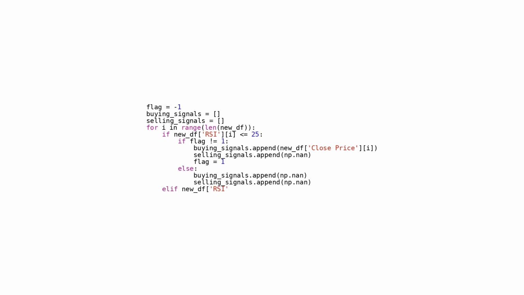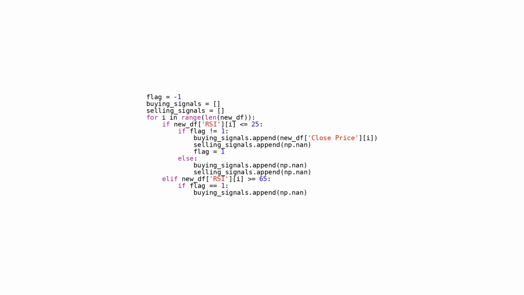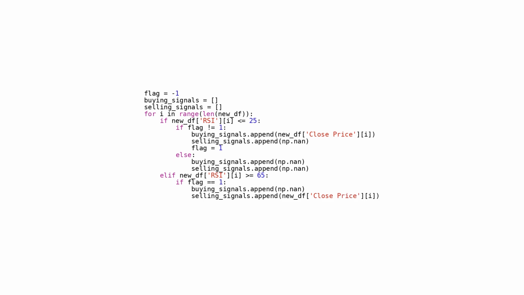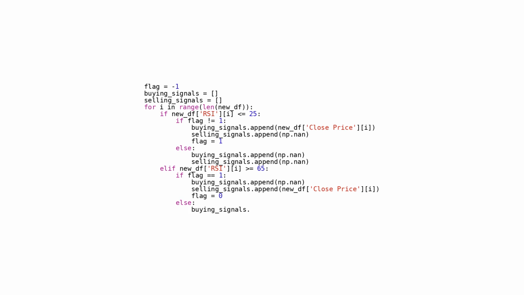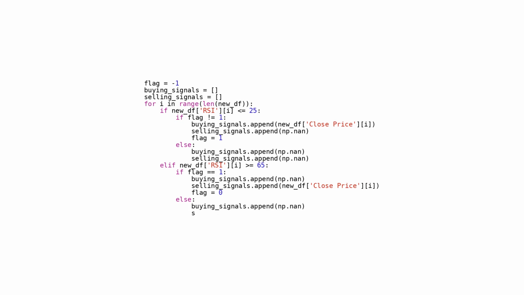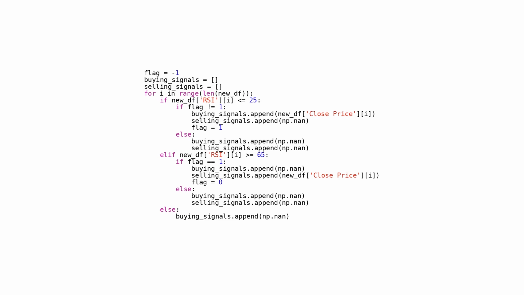The corresponding close price is added to the buying signals, while a placeholder is added to selling signals. 4. If the RSI is above or equal to 65 and the flag is set to 1, it is treated as a sell signal. The corresponding close price is added to the selling signals, while a placeholder is added to buying signals. 5. If none of these conditions are met, or if the flag prevents a signal to avoid consecutive buy or sell signals, placeholders are added to both lists. 6. The flag is updated based on specific conditions to ensure the alternating pattern of buy and sell signals.